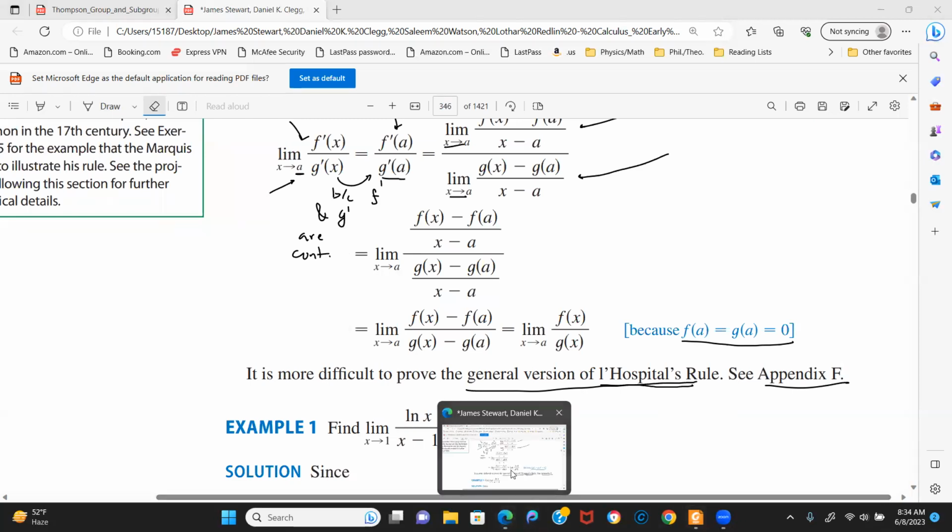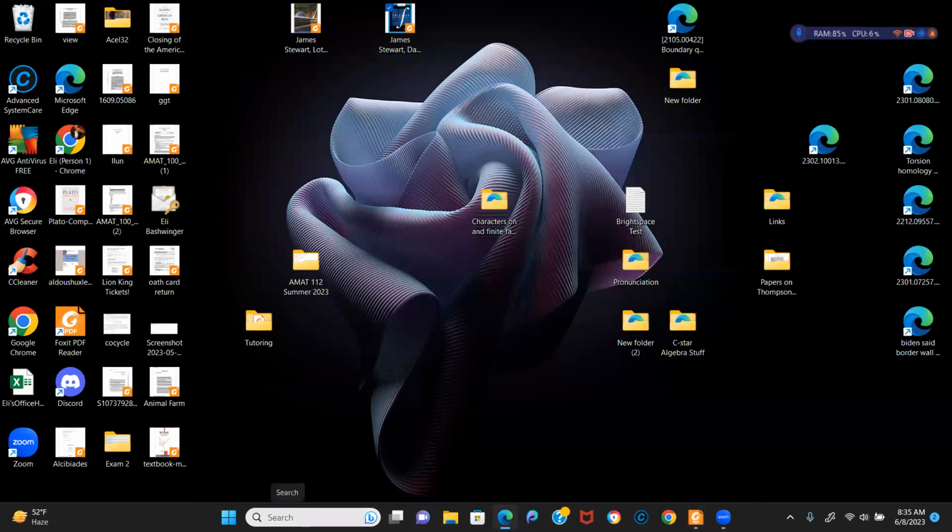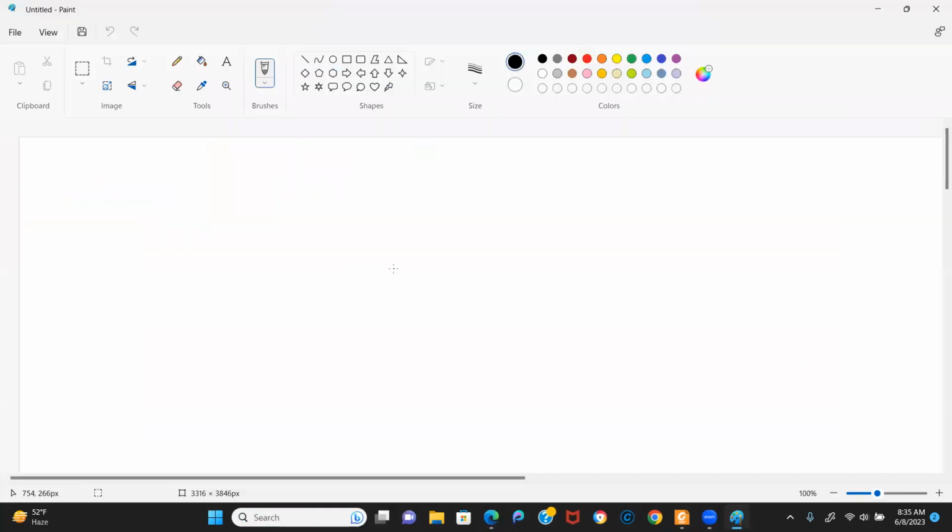In real time, of course, is what I mean. So let's see, is Paint going to open up? Yes, there we go. Okay. So this is example one, and we want to find the limit as x goes to 1 of ln of x over x minus 1.